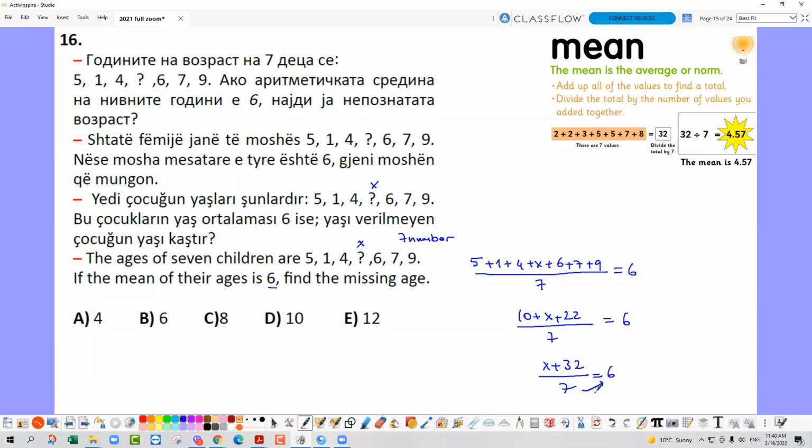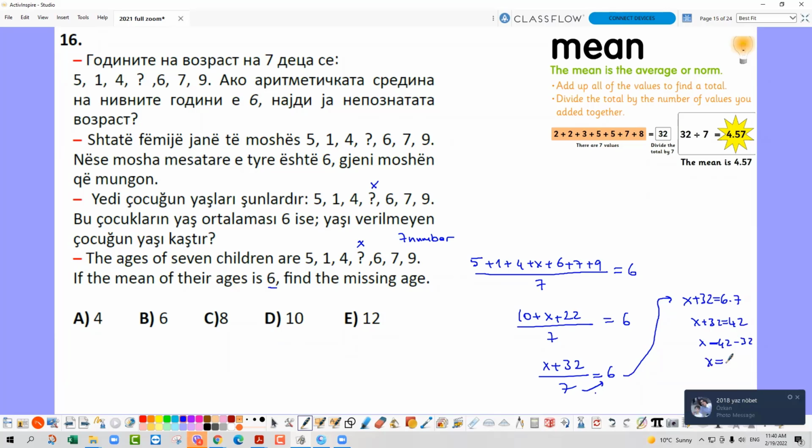Now I'm going to send it to the other side. Since it is division on this side, when you send it to the other side, it becomes multiplication. X plus 32 is equal to 6 times 7. X plus 32 is equal to 42. X is equal to 42 minus 32. X is equal to 10. So the answer here is 10.